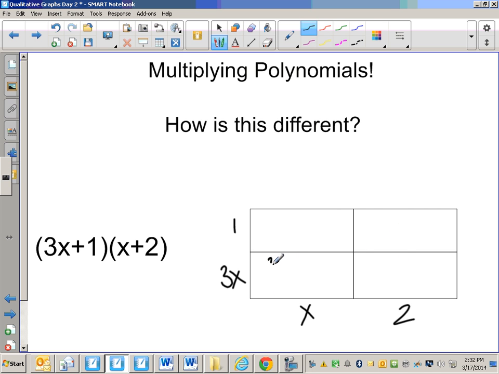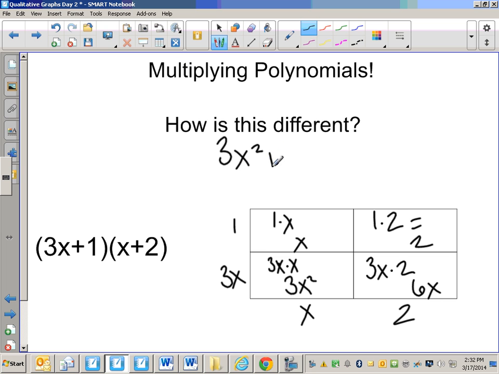So 3x times x is going to be 3x squared. 1 times x is just x. 3x times 2 is 6x. And then 1 times 2 is 2. So then I'm going to write all that out. So I had a 3x squared, I had an x, I had a 6x, and I had a 2.